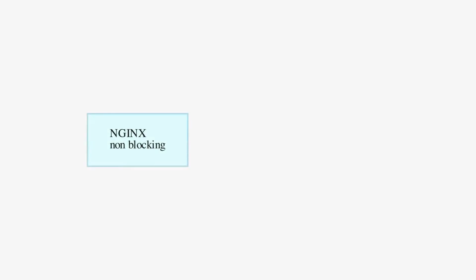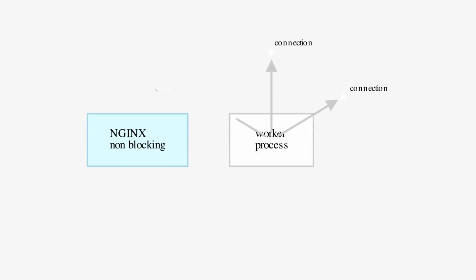NGINX uses a different approach. A worker process does not dedicate itself to a single connection until it is finished. Instead, when a worker process receives a connection, it registers its interest in certain events. How does the worker know when something is ready? Through the event loop. Each worker process runs an event loop.